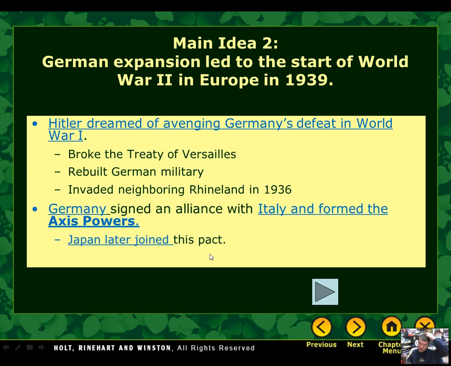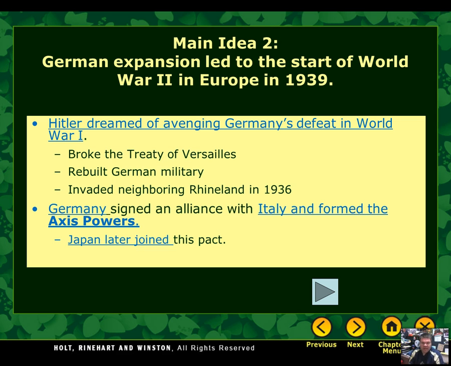Okay, so World War II begins with some of these countries trying to expand their territory. You have Japan in Asia trying to take over places in China. You have Italy trying to take over places in Africa. And then in Germany, when Hitler gains control, he dreams of avenging Germany's defeat in World War I. And he immediately breaks the Treaty of Versailles. One of the things in the treaty was that Germany could only have a military that was really small.